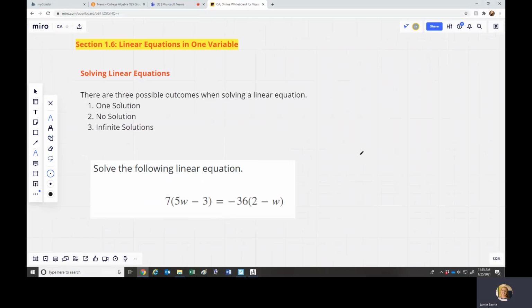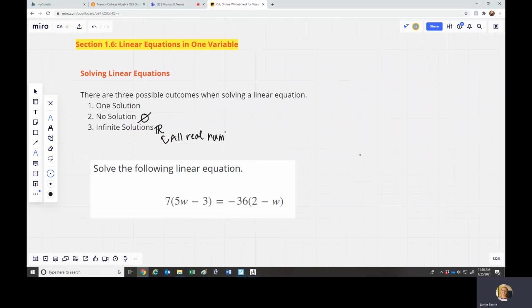So it says solving linear equations. There's three possible outcomes when you're solving a linear equation. You may get one solution, you may get no solution, or you may get infinitely many solutions. If you get no solution, the symbol that they use in our book to represent no solution looks like this. It's just a circle with a diagonal line through it. And then infinitely many solutions, they represent that with this little fancy R, and that just means all real numbers.